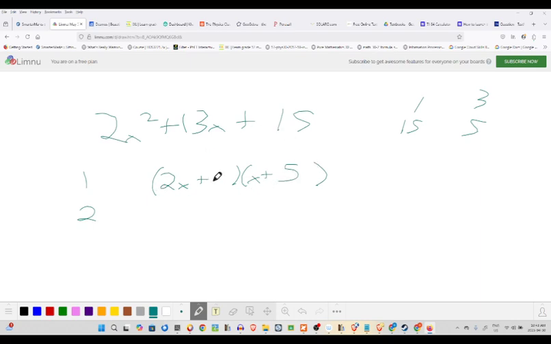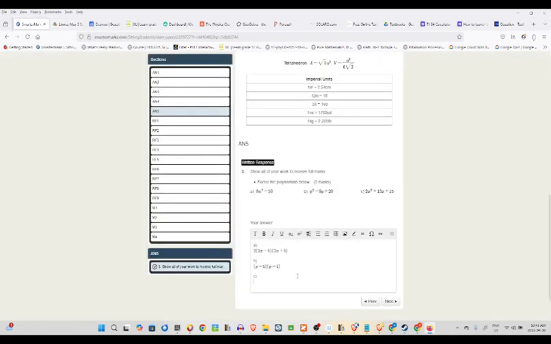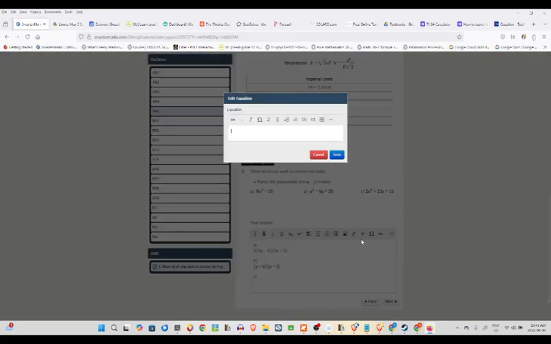So to put that in 2 different brackets. Then the 3 goes here. 2 times 5 is 10. And 3 times 1 is 3. That makes the 13. Plus 3. X plus 5.